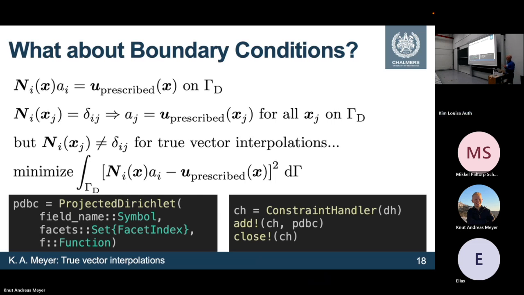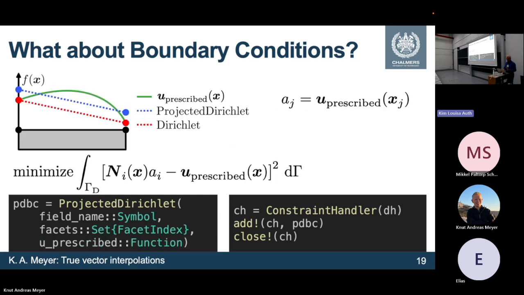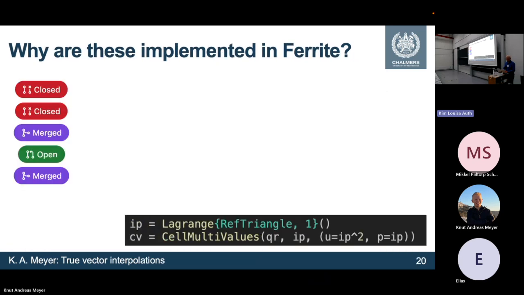Luckily, for these, in most cases, except for curl in 3D, these are local to each facet or edge. So that means that we can skip it and only solve it on each element by itself. And the main difference is that instead of the standard Dirichlet, where you get the nodal values, here you get some kind of minimized boundary condition that is close to the average value of the prescribed function.